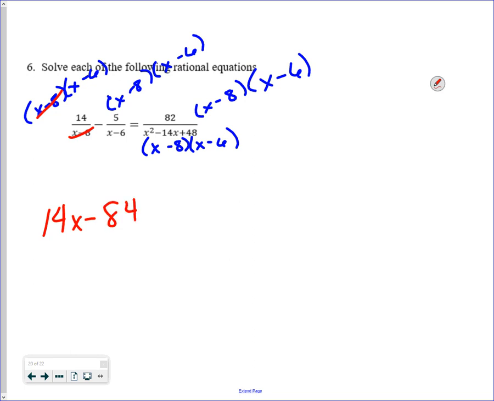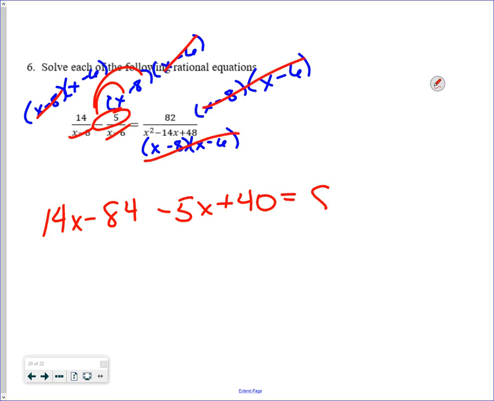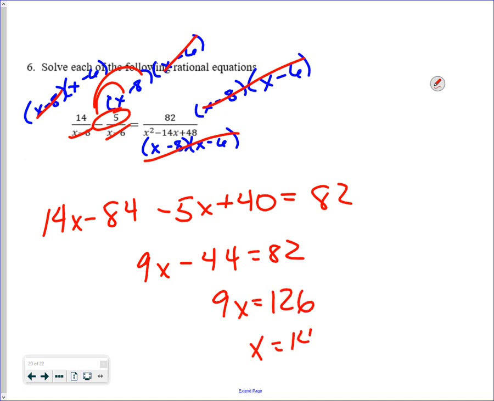In the next one, the x minus 6s cancel, leaving me with, now be very careful, negative 5 times each one of those. So we're talking about negative 5x plus 40. And in the last one, everything cancels, leaving me with just 82. Getting everything on the same side. Oh, no, I'm sorry. So combining like terms, 9x minus 44 equals 82. 9x equals 126. X would equal 14.